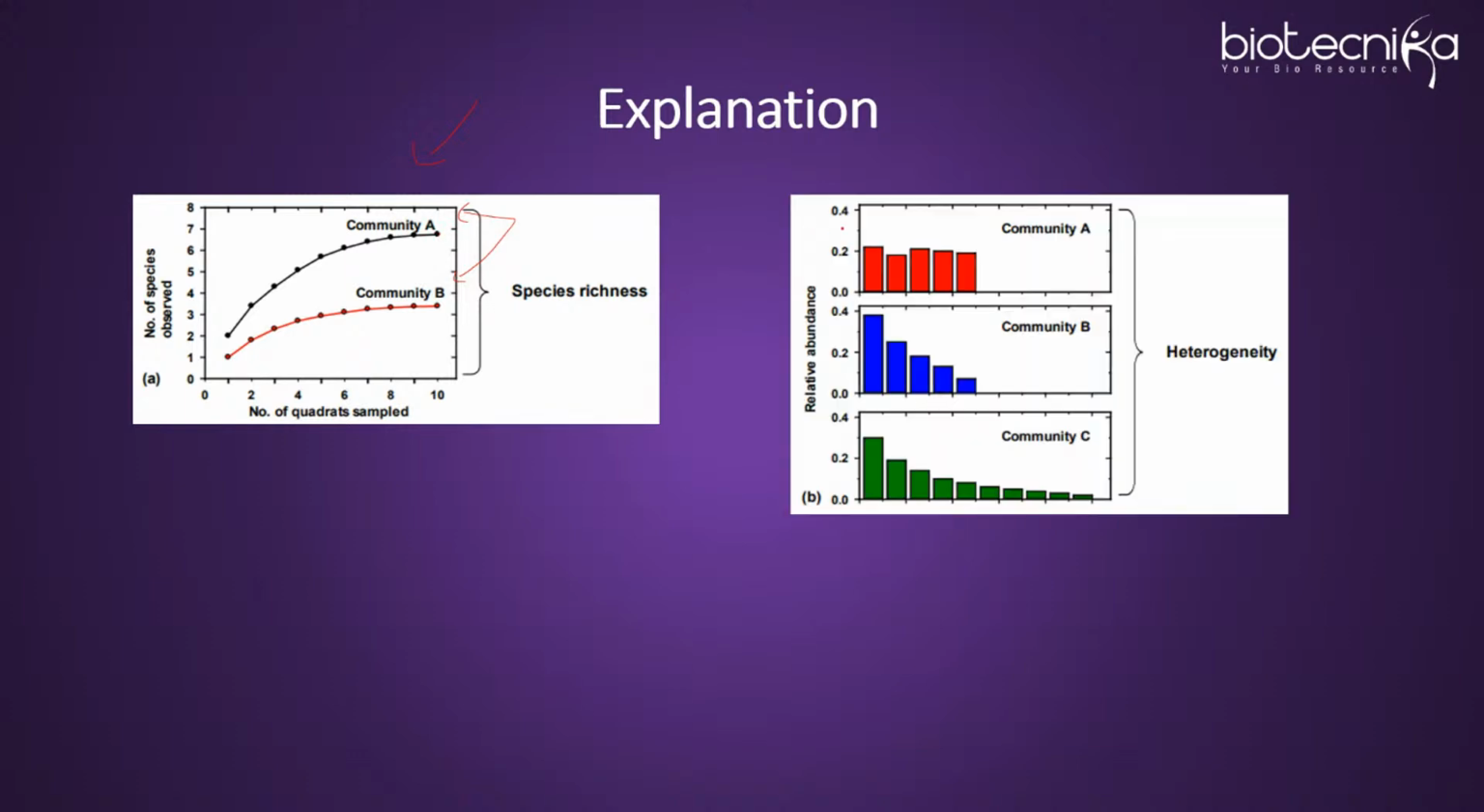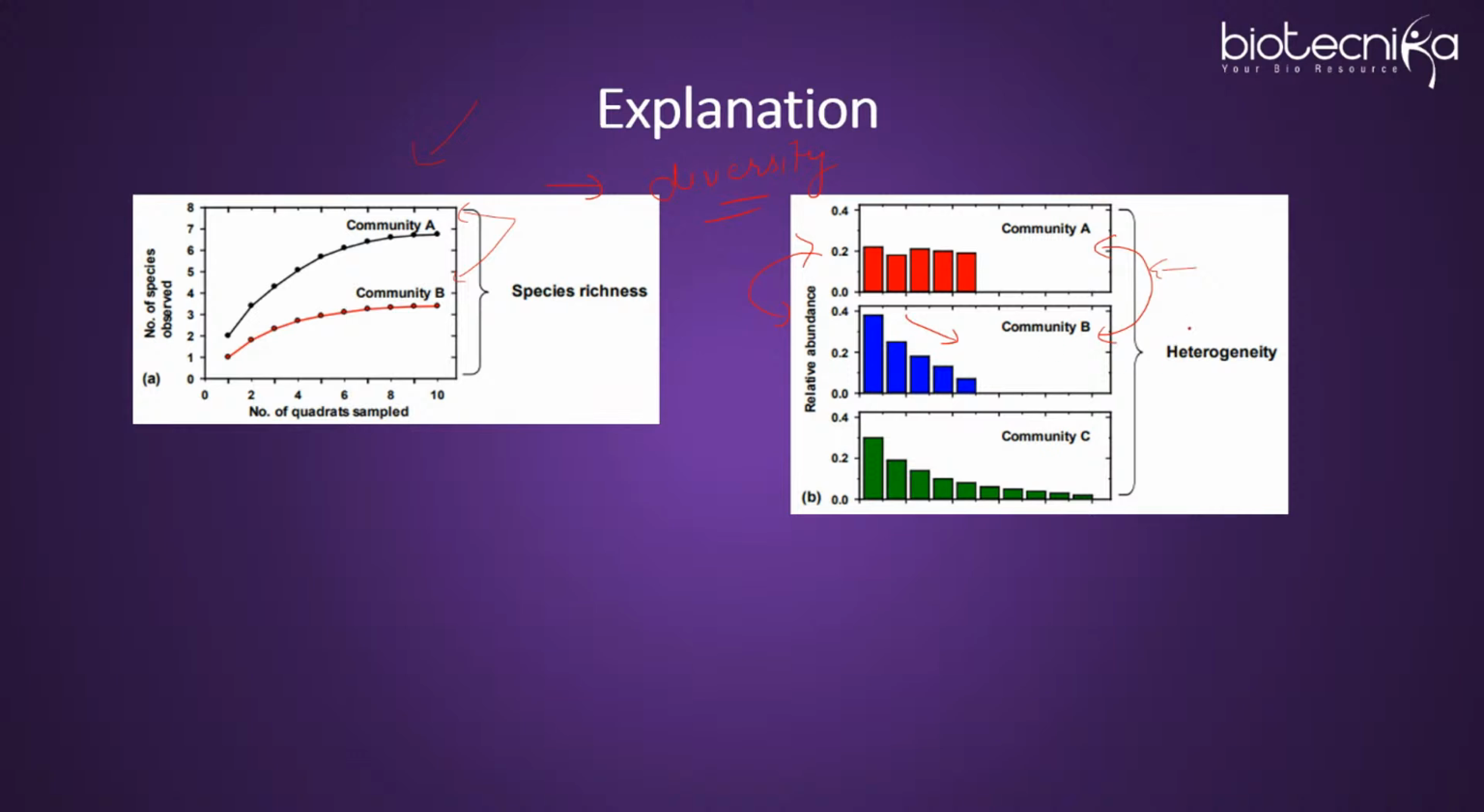But what about comparing these graphs here? If I tell you to compare graph A and B, that means community A and B, which of them is richer? Which of them has more species diversity? See, species diversity is very important for any community. Any community should have rich species diversity. Here we find that both communities have an equal number of species, but the relative abundance pattern is different.